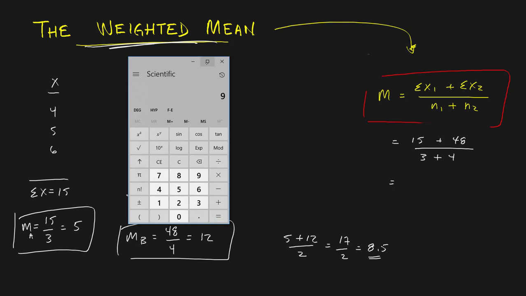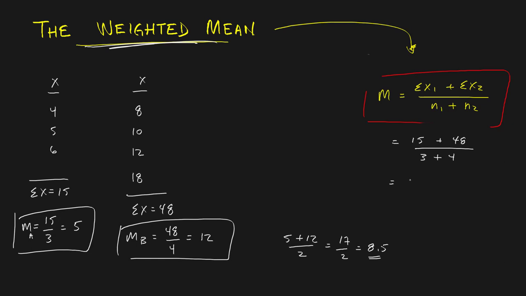63 on the top, 7 on the bottom. 63 divided by 7 is 9. So the true weighted mean is 9. It's not 8.5. So this method doesn't work when you have different sample sizes. One more thing I can say about this is it was predictable that 8.5 would be wrong, and that the mean would be a little bit closer to one of them.